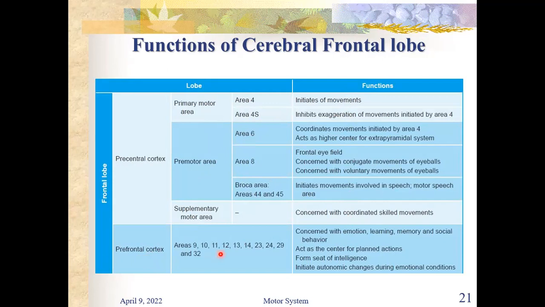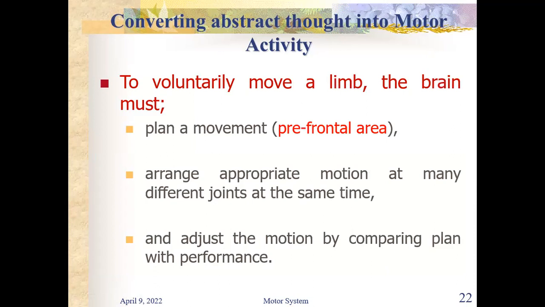The prefrontal cortex is here. The prefrontal cortex also plays a role in emotions, learning, memory, and social behavior, as well as planning actions. It's the seat of intelligence. And it also initiates autonomic changes during emotional conditions. So it's not only the limbic system that controls emotions. The prefrontal cortex also plays a role in emotions. So converting abstract thought into motor activity.